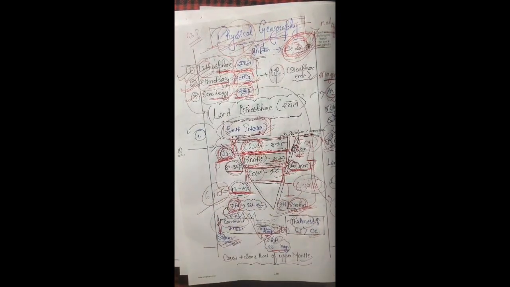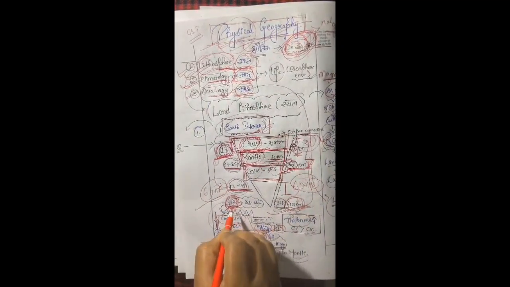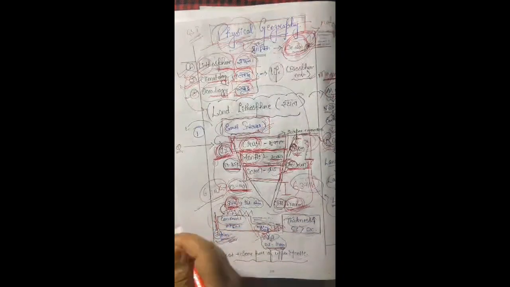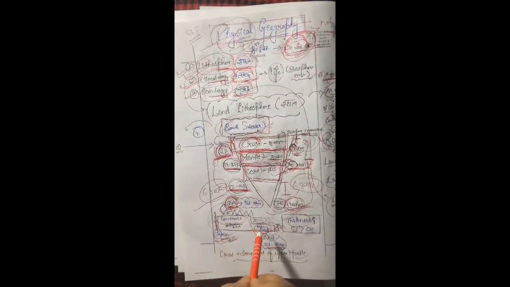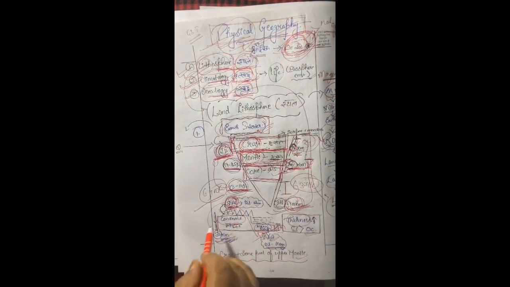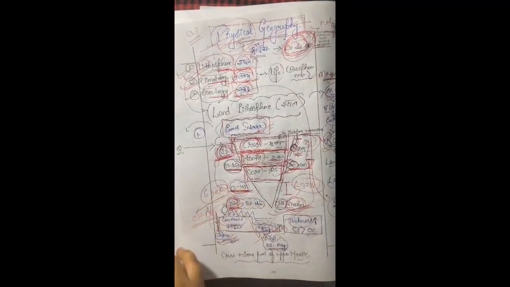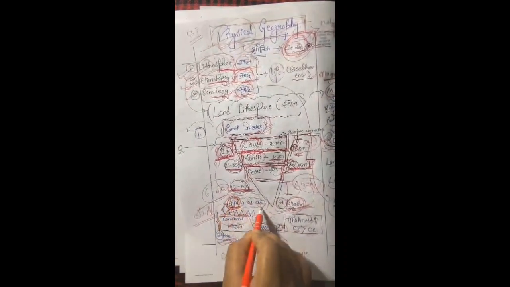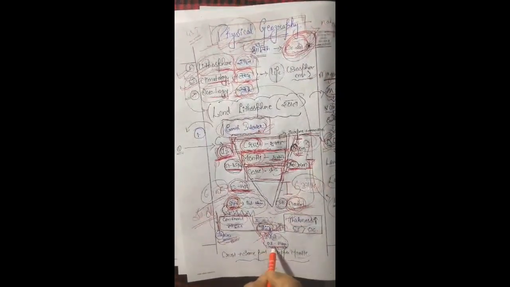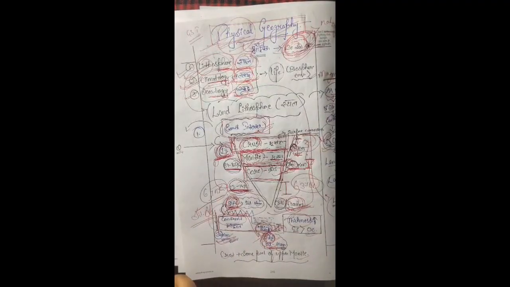Now let's look at how the crust is divided. We have two types of crust, continental crust and oceanic crust. First of all we see silica and aluminum. The continental crust is mostly made up of silica and aluminum. This part is made up of silica and aluminum, and this part is made up of silica and magnesium. That was also called SIMA in short form.